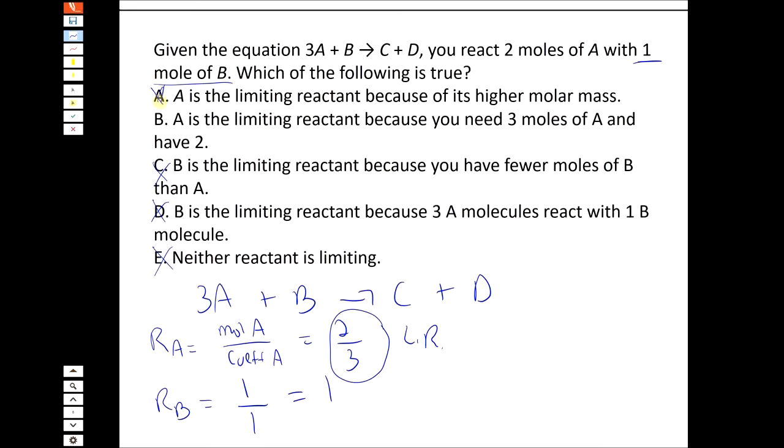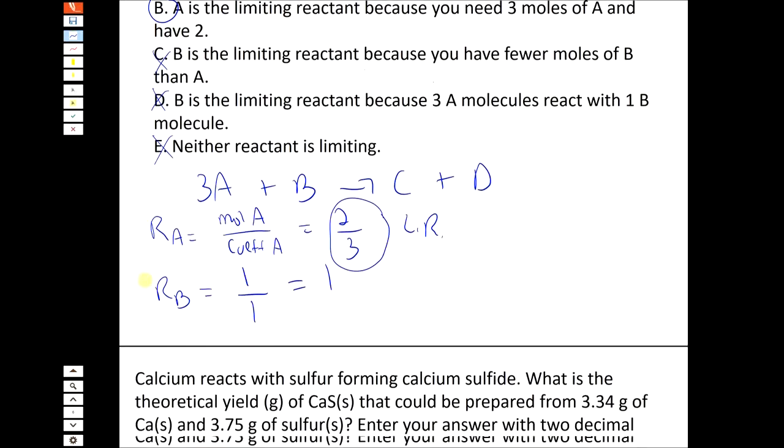That leaves B as the only one that's left. A is the limiting reactant because you need 3 moles of A and have 2, and that's exactly right. We have 1 mole of B present. From the balanced equation, 1 mole of B reacts with 3 moles of A, so we would need 3 moles of A, but in reality only 2 are present, so that's the correct answer there. Alright, so that's going to be the correct answer choice. It identifies the limiting reactant correctly, and it gives us the right reason why.